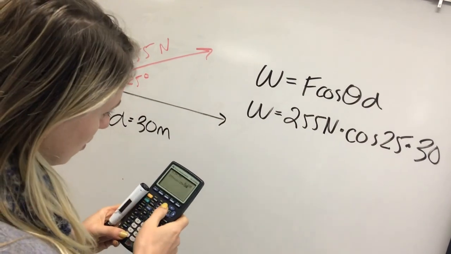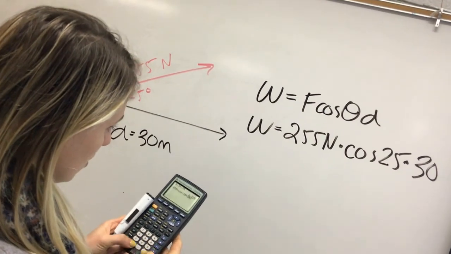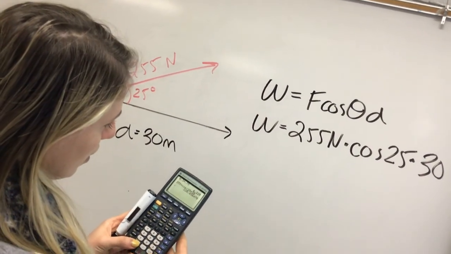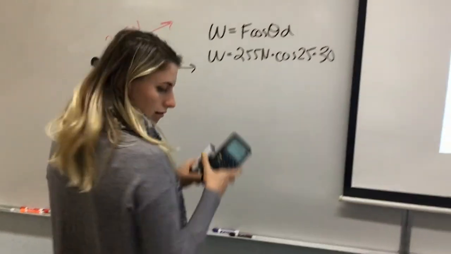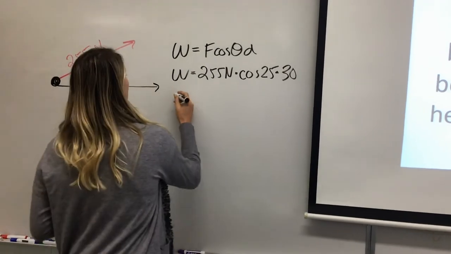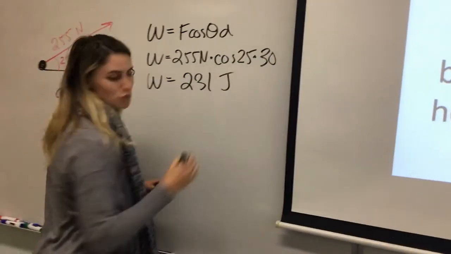Let's see, times 30. And I get 231. Not watts, 231 joules. All right, there you go.